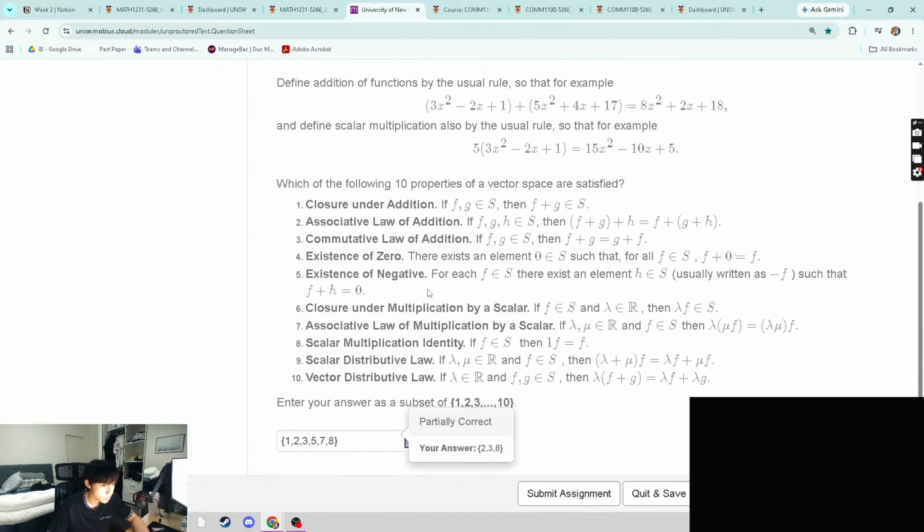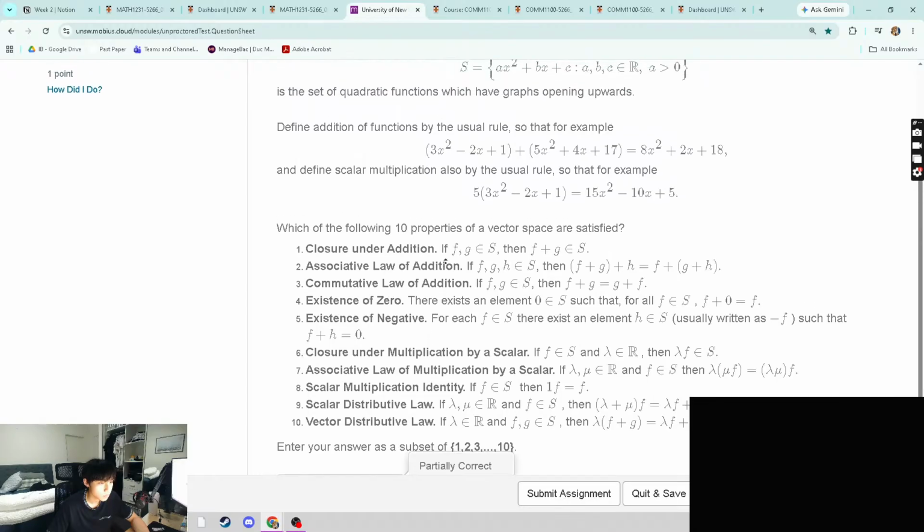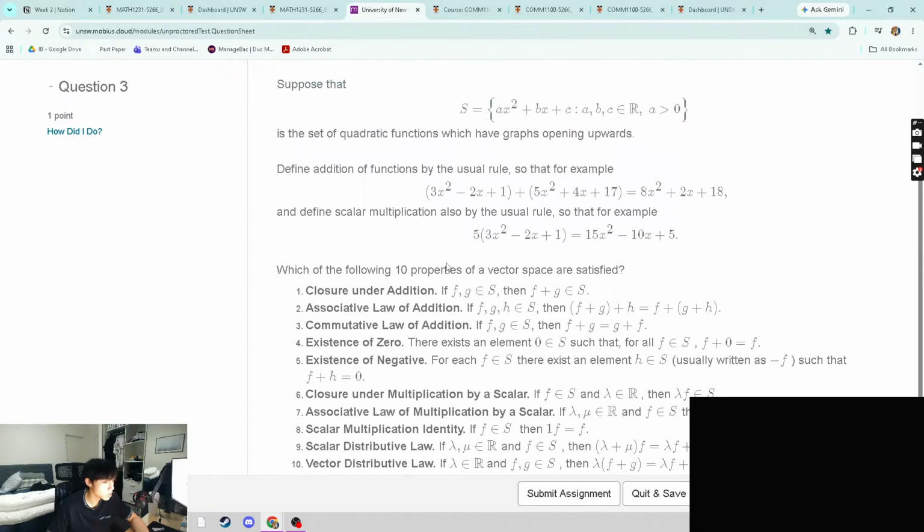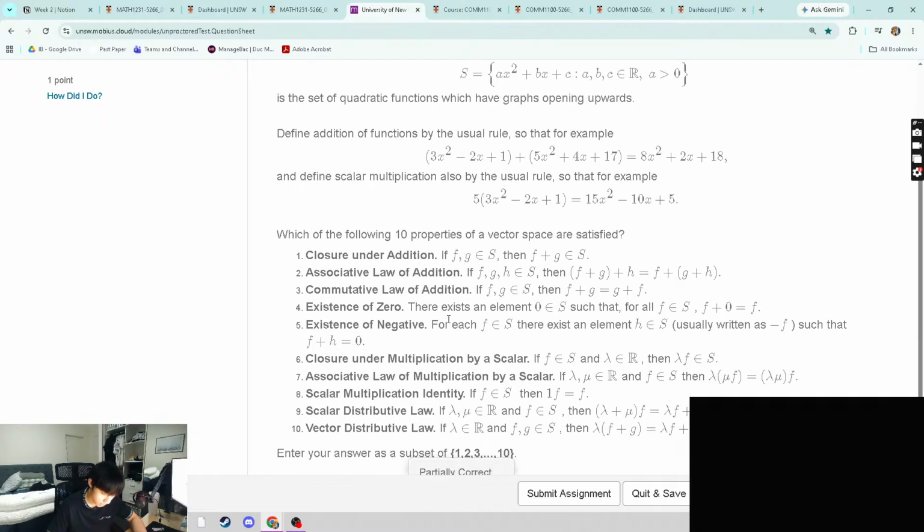Existence of a negative works. The only question I have is, yes, there is an... Okay, the existence of negative... No, it doesn't exist. There doesn't exist. H can't exist. There is none. So 5 definitely doesn't work.